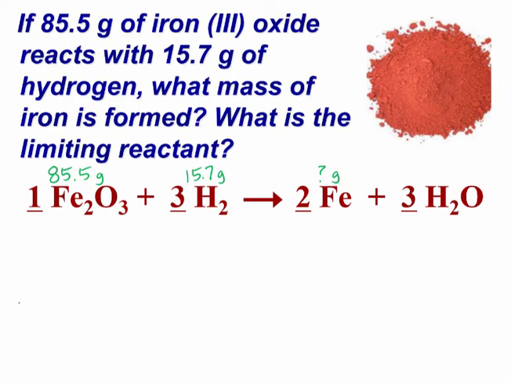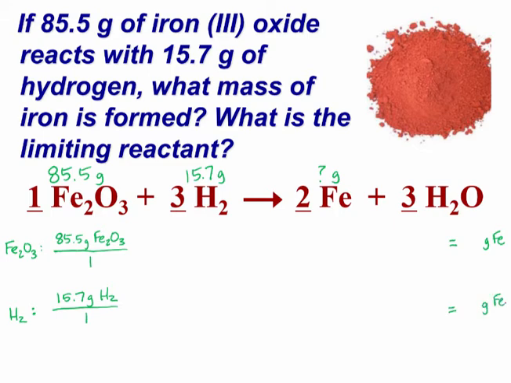So we do two calculations using each of the givens. The first problem is based on the iron oxide, and I have 85.5 grams of Fe2O3. From that amount, I'm trying to calculate the grams of iron that can be produced. The second problem will be based on the amount of hydrogen, 15.7 grams. In this problem, I'm looking for the same thing, how many grams of iron can be formed.